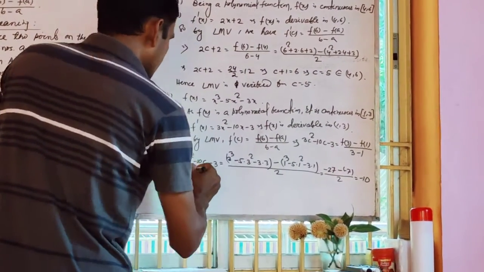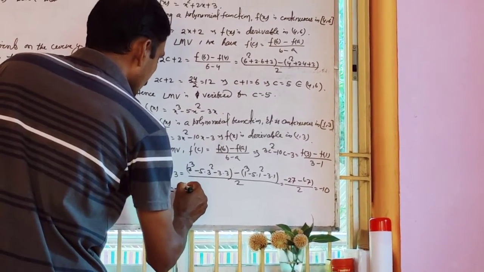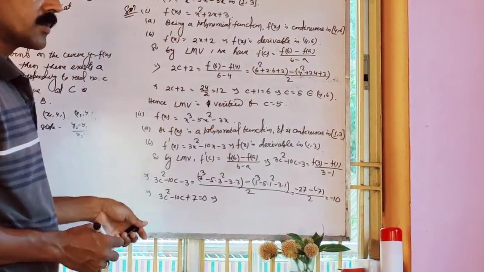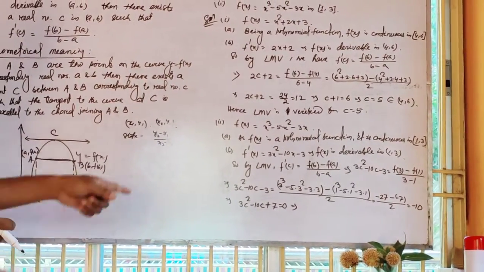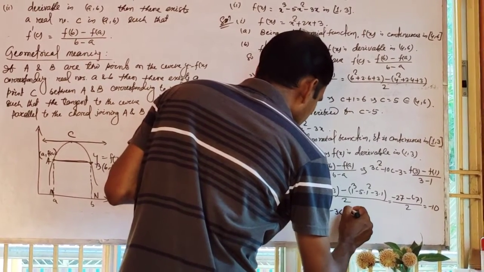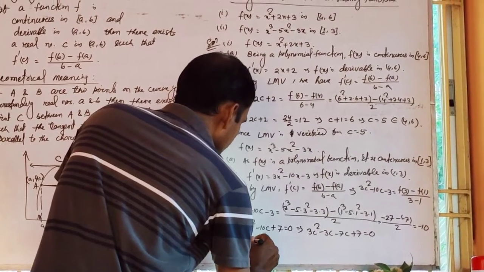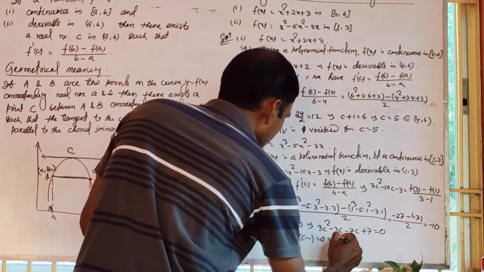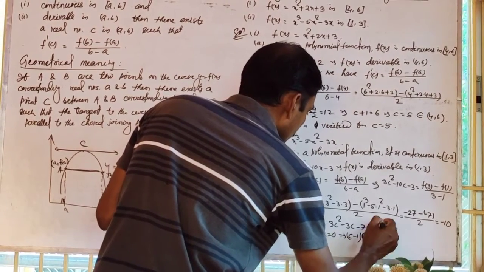Now if we take that to this side, it will become 3c square minus 10c plus 7 equal to 0. Now by splitting the middle term, your product will be 21, and sum is minus 10. That is 3c square minus 3c minus 7c plus 7 equal to 0. It implies 3c into c minus 1 minus 7 into c minus 1 equal to 0, or c minus 1 into 3c minus 7 equal to 0.